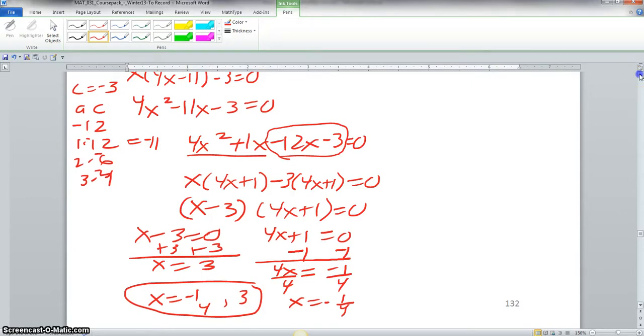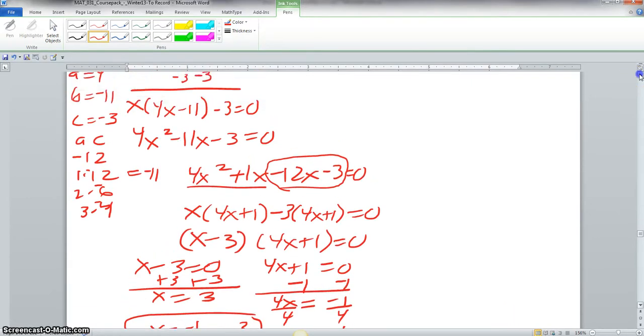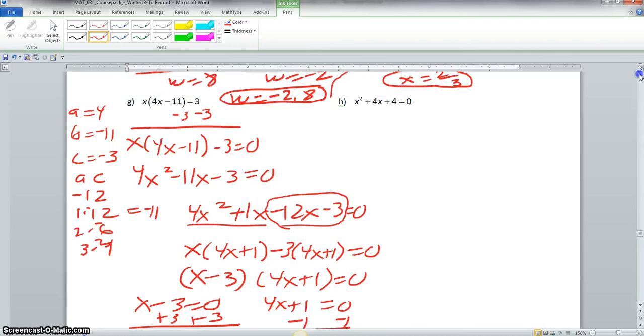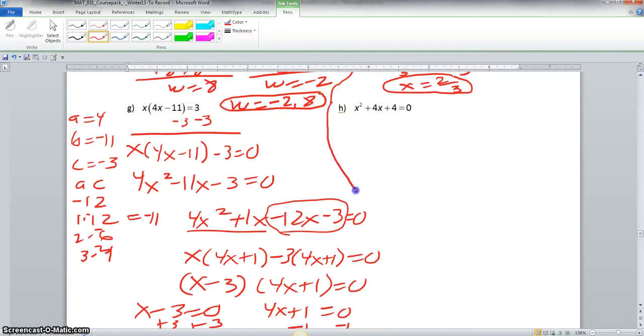Now, we need to go back up. And we have to do h now. Now, h is already set up, so we cannot factor anything out. So we have a is 1, b is 4, and c is 4. So we multiply our a and c, which gives us 4. And the factors of 4 are 1 and 4, and 2 and 2.